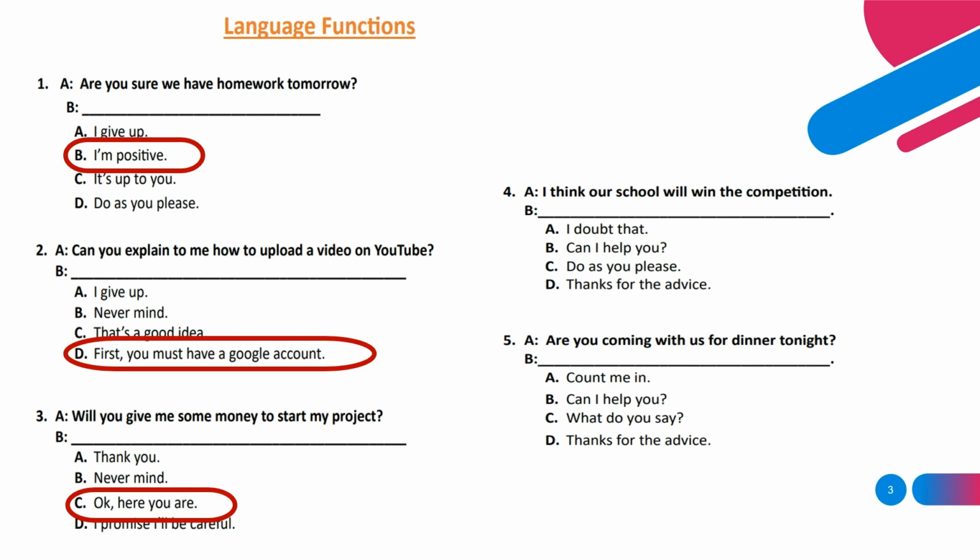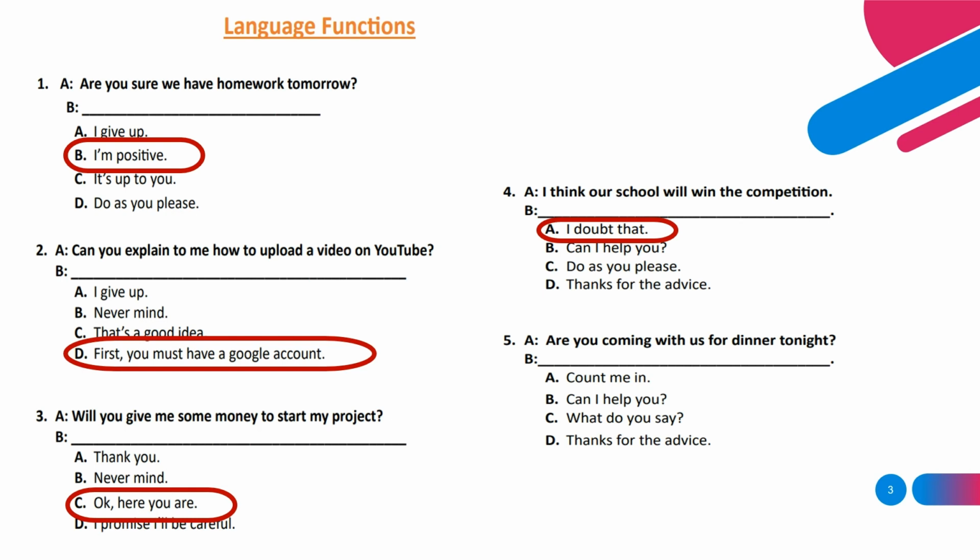Now, let's go to number 5. Are you coming with us for dinner tonight? Number 5, ask me if I am willing to go, if I have the ability to go with them. And in this case, my answer should be either I will go, إما راح أذهب, or no, I'll not go.